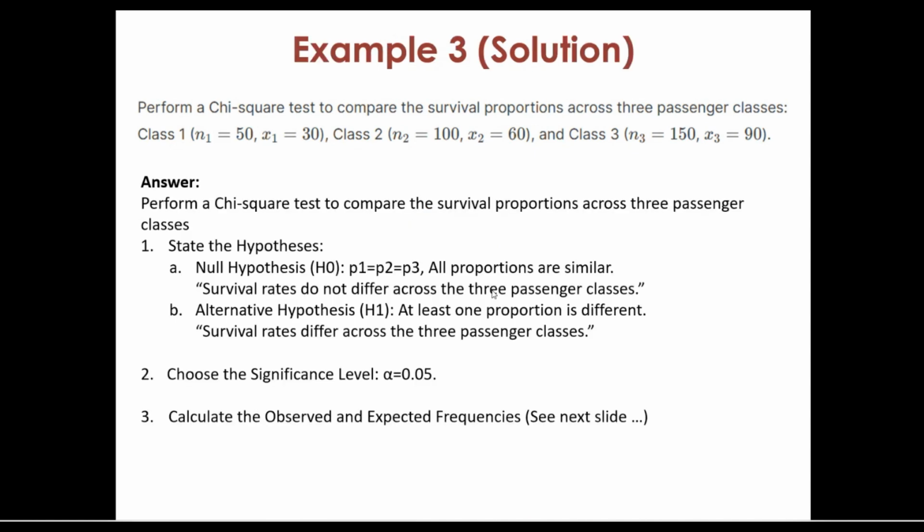First, we need to formulate the hypothesis. The null hypothesis is that for the population of first class, second class, and third class, the proportions have no differences. All proportions are similar.